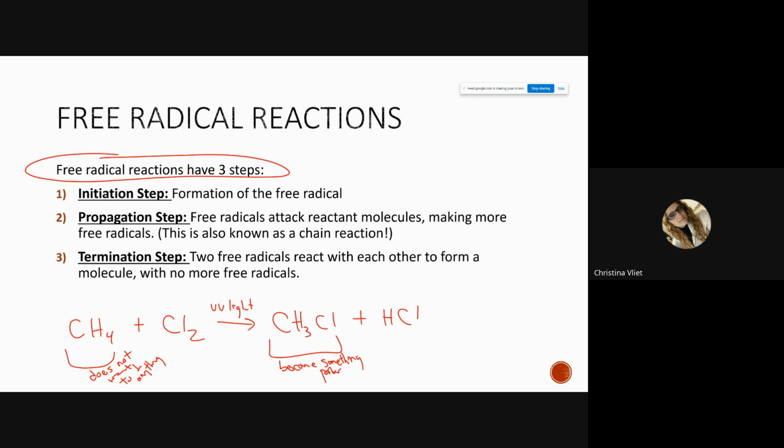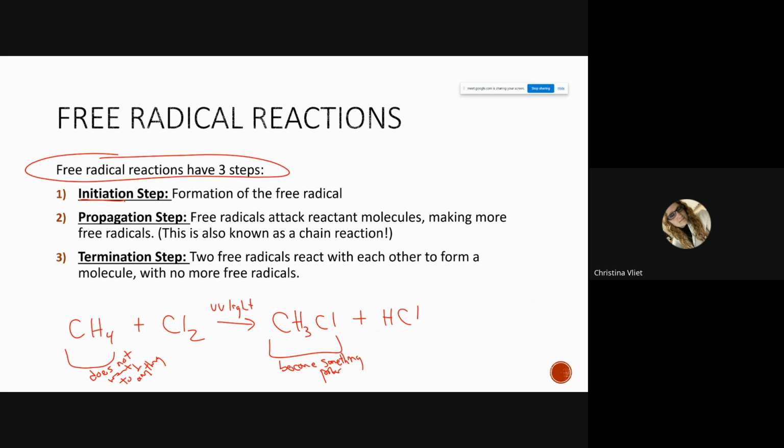In the initiation step, you form a free radical. You form a free radical in your initiation step, and that is the name of the step. If you have a free radical reaction, Cambridge will ask you what the steps are, and there'll be a point for each step. So initiation is the first step. We form our free radical, our unstable atom.